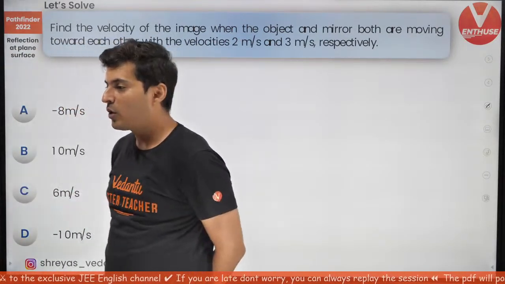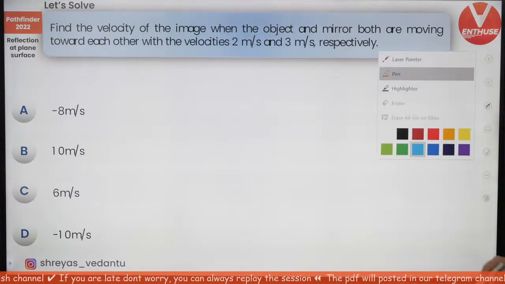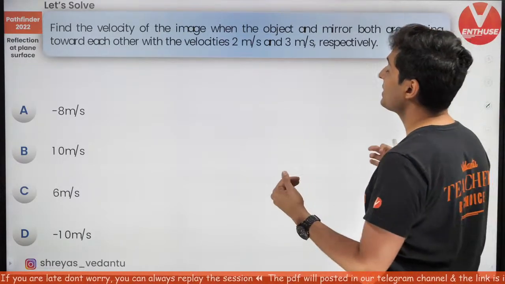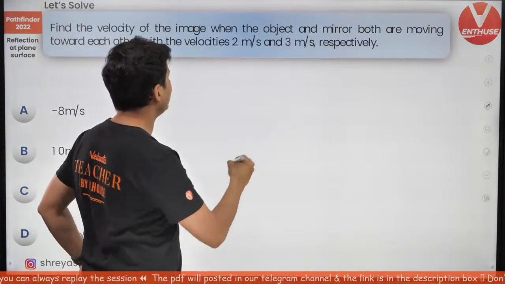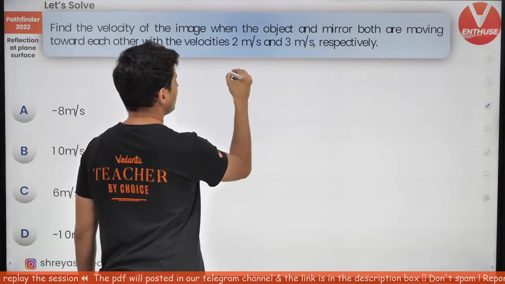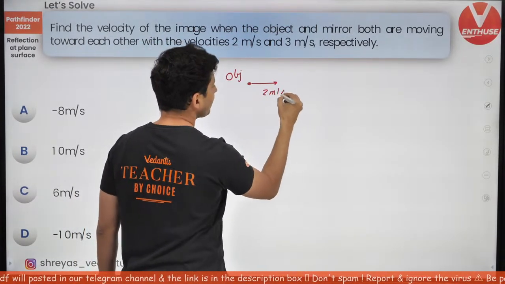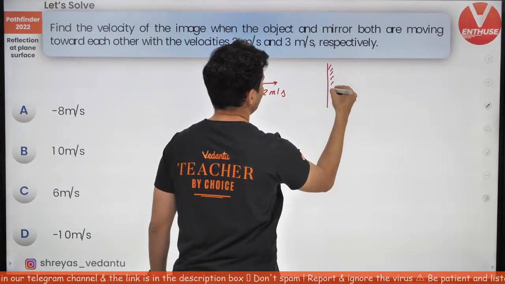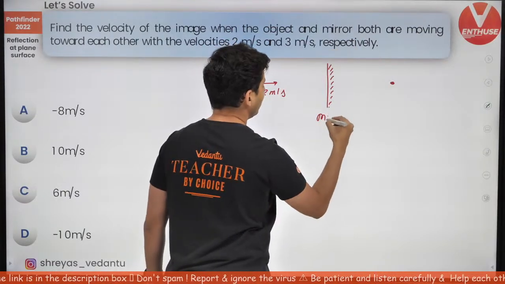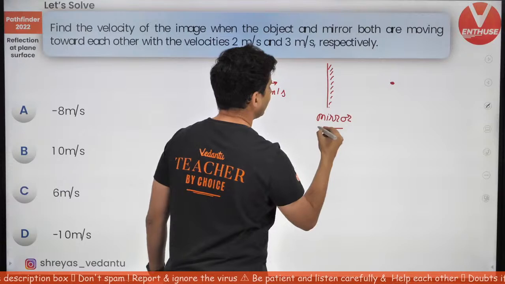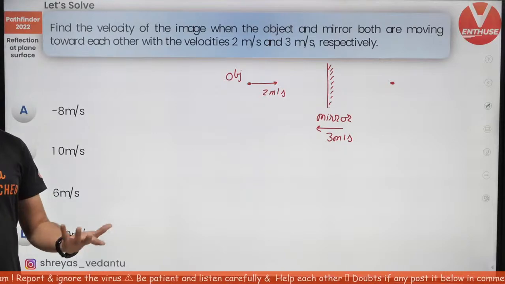Okay, let's see how you can solve this question. The velocity of the image when the object and the mirror are moving towards each other with velocity 2 and 3 respectively. So this is the object, moving with 2 meters per second. This is the mirror. This is the image. I don't know how it is going to move, but the mirror is going like this with a velocity of 3 meters per second. The question is, what is the velocity of the image?